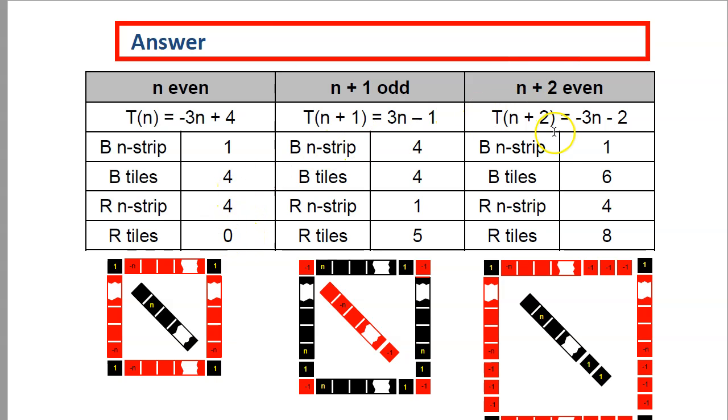Notice when we go up 2 here, we'll still have 1 black strip. We'll now have 6 black tiles because we have 4 on the corners, and then that black end strip in the middle has grown by 2. And we'll still have 4 red end strips, and then each one of those has grown by 2. So we'll have 8 red tiles. And again, we'll get more practice with this in subsequent videos when we work with figures n and n plus 2 with alternating tile figure sequences.